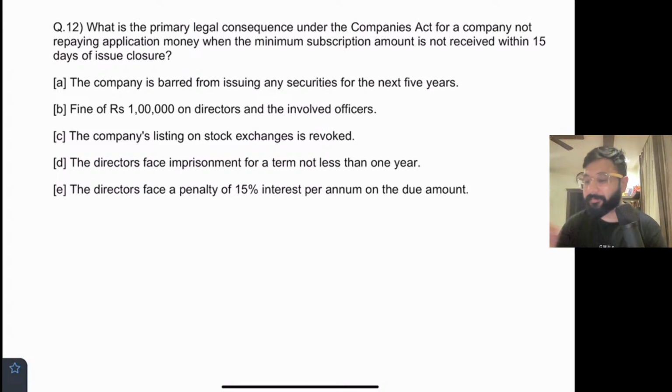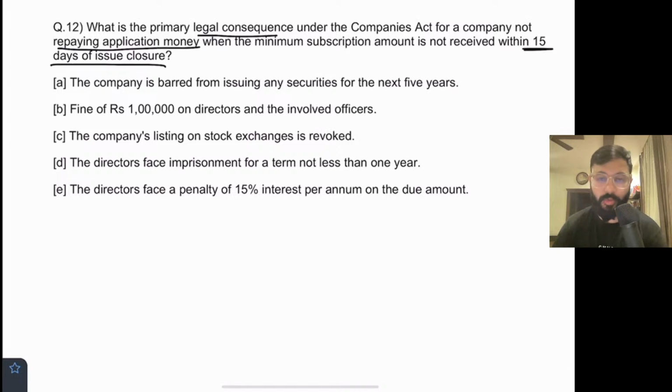क्वेश्चन नंबर 12, what is the primary legal consequence for a company not repaying application money within 15 days of issue closure? आपने जो भी एप्लीकेशन मनी लिया था वो आपको वापस देना पड़ रहा है, तो आपको कितने 15 दिन में वापस देना था, नहीं किया तो व्हाट इज द लीगल कॉन्सिक्वेंस?